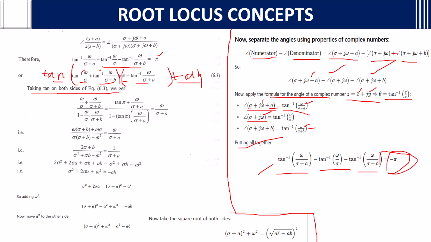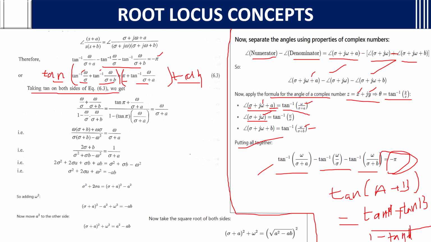Tan of A plus B formula is what you know? Tan of A plus B is tan A plus tan B by 1 minus tan A tan B.